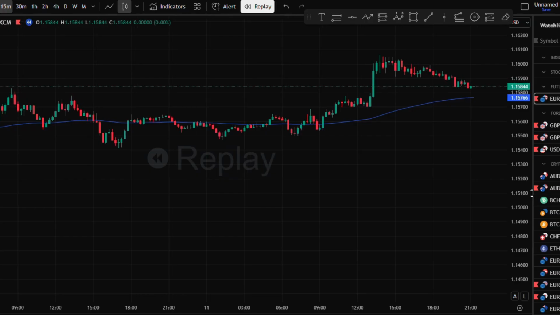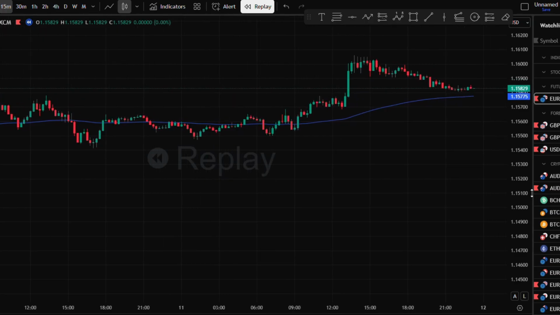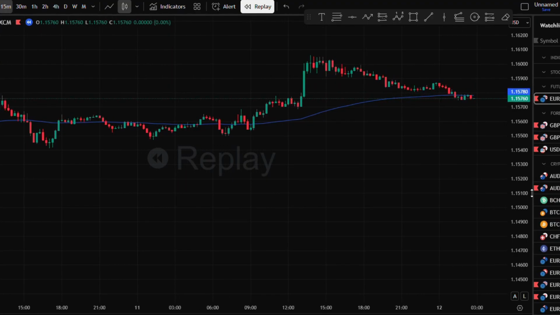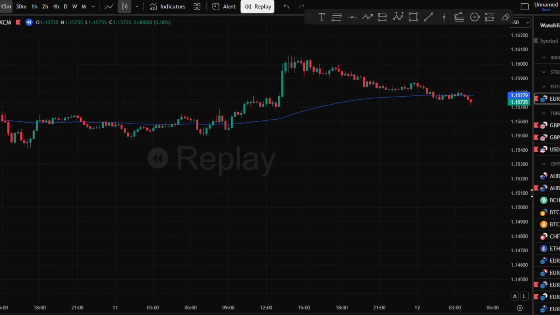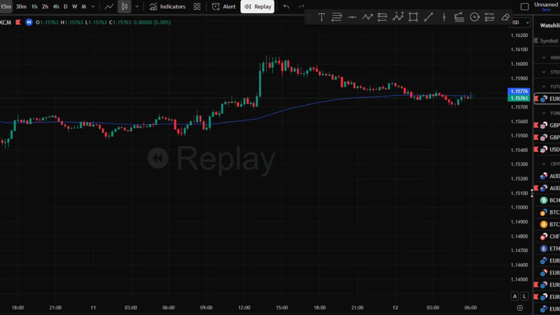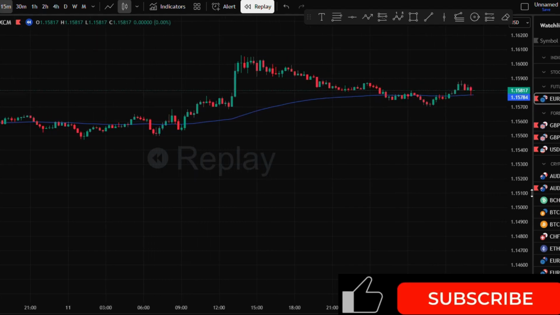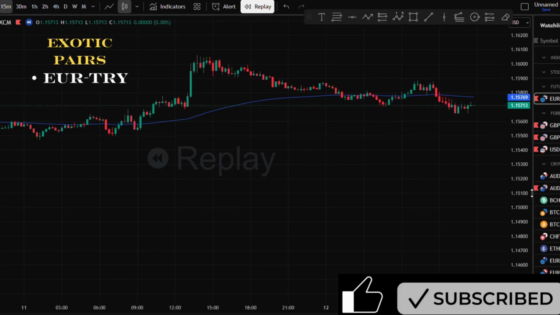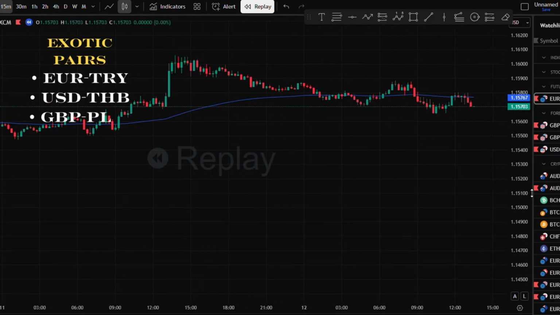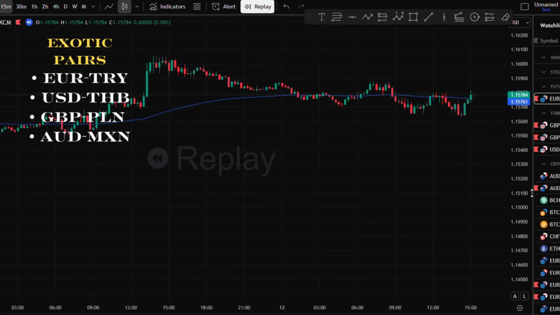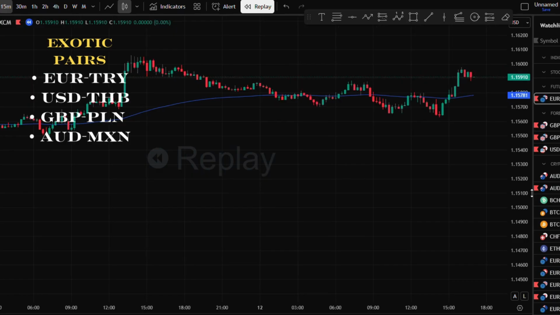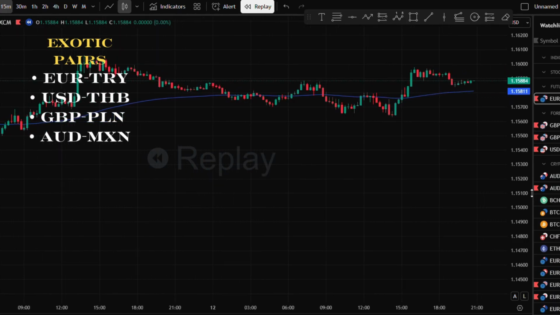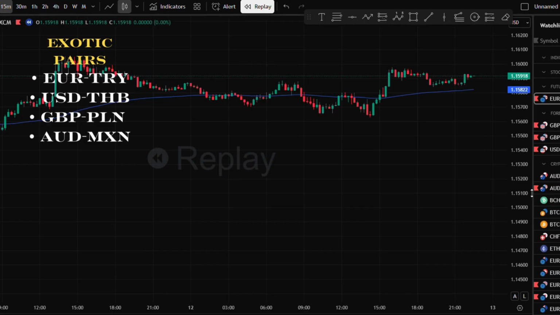Exotic currency pairs. Now let's talk about the wild cards of Forex, exotic currency pairs. These pairs combine one major currency with one currency from an emerging or smaller economy. Examples include USD-SGD, US dollar Singapore dollar, Euro-TRY, Euro-Turkish lira, USD-THB, US dollar Thai baht, GBP-PLN, British pound Polish zloty, AUD-MXN, Australian dollar Mexican peso.